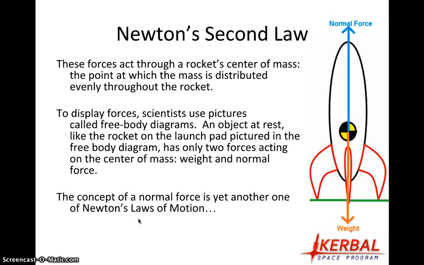These forces act through a rocket's center of mass, the point at which the mass is distributed evenly through the rocket. To display force, scientists use pictures called free body diagrams. An object at rest, like the rocket on the launch pad pictured in the free body diagram on the right, has only two forces acting on the center of mass: weight and normal force. The constant normal force is yet another one of Newton's laws of motion.